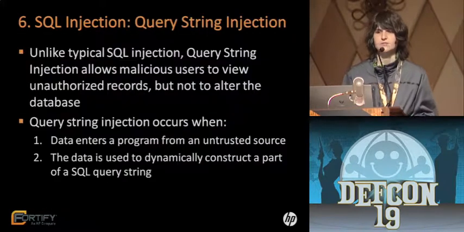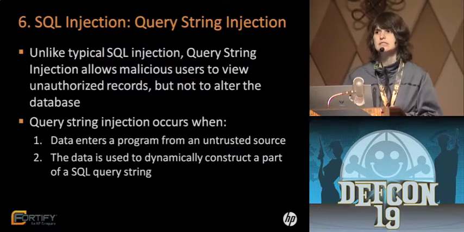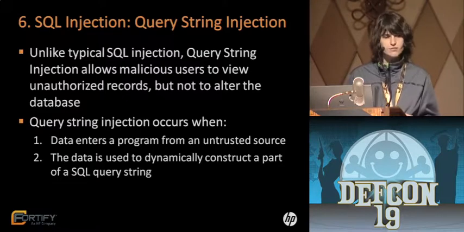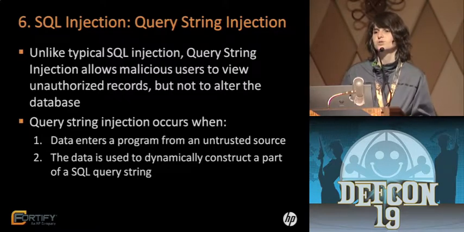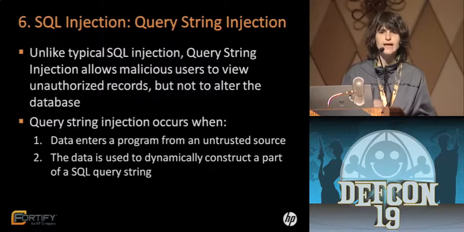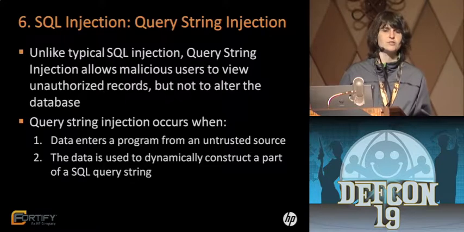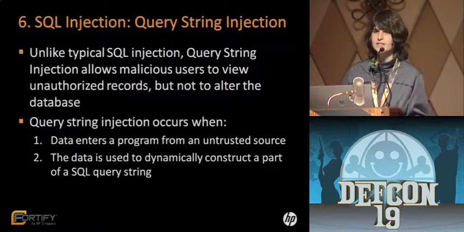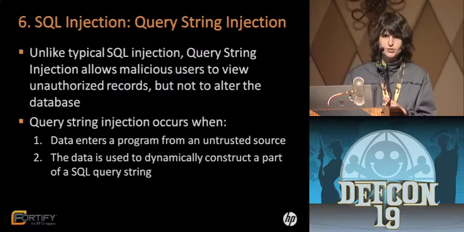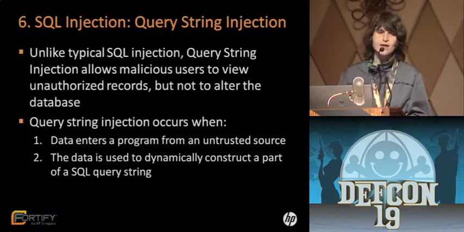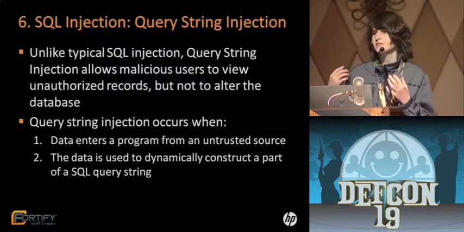A subset of SQL injection vulnerability that we call query string injection vulnerability is something that doesn't allow you to modify the database, but allows you to view more records than you're supposed to, which basically makes it an access control type vulnerability. And just like in the case of SQL injection, it also happens because untrusted and unvalidated data is dynamically concatenated into a part of a SQL query. So in terms of Android, the difference between the two is the APIs that are exposed to you. Some APIs allow you to specify the entire query as a string. Some APIs allow you to specify parts of the query.